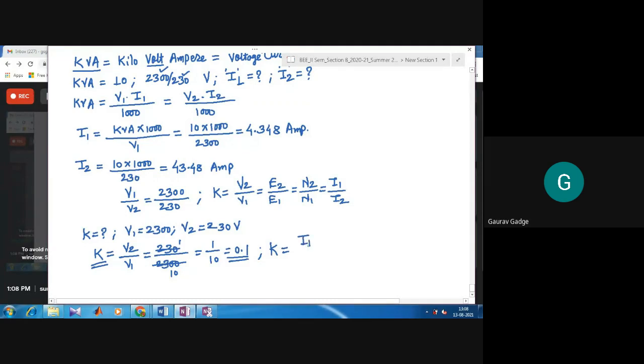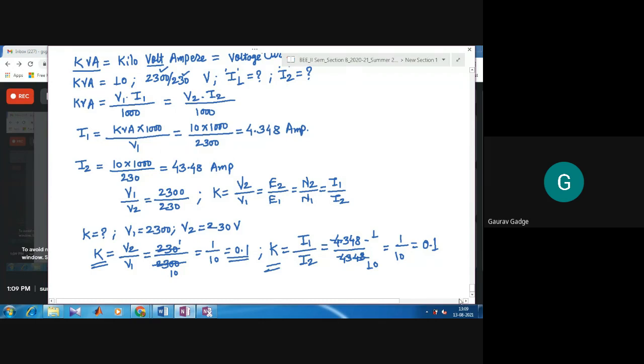Yes, when we will have I1 upon I2. Now what is the value of I1? 4.348. What is the value of I2? 43.48. Just see, 4.348 ones are, 43.48 tens are. So it is again 1 by 10. You can use a calculator if you have a doubt. It is 0.1. So that transformation ratio K is the same for all the ratios. It will be the same.